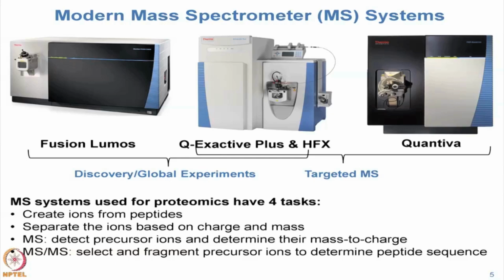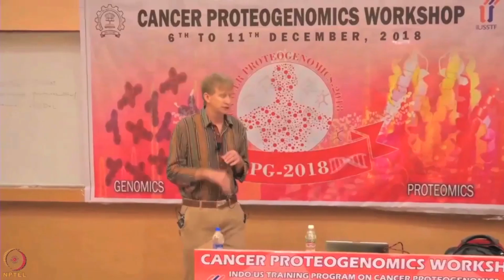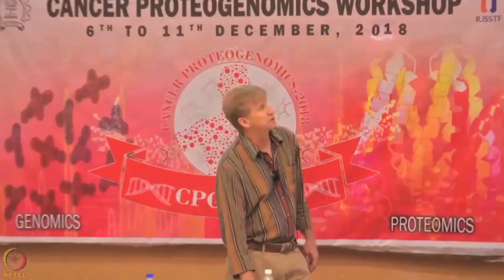Today, in our lab in Boston, we do a range of types of experiments in proteomics, including discovery-based experiments and targeted experiments. These are examples of all the different kinds of instruments that are available from the manufacturer Thermo. We have at least one of each in our lab, and all of them have to do some of the same basic functions. They have to create ions from peptides, separate based on charge and mass. Although we do mass spectrometry, we don't actually measure mass. We always measure mass to charge ratio.